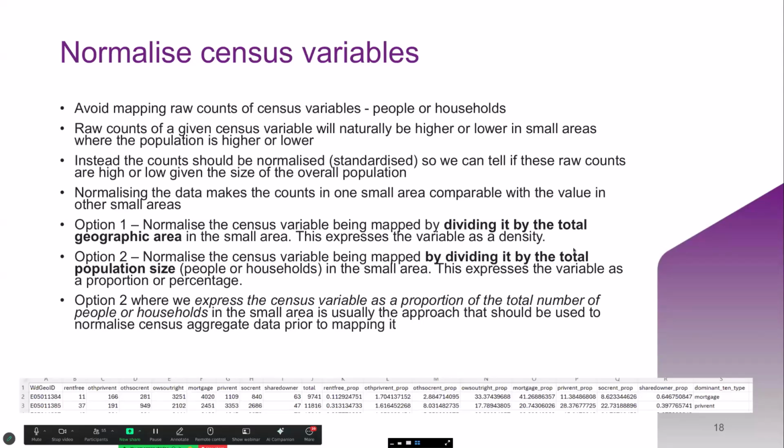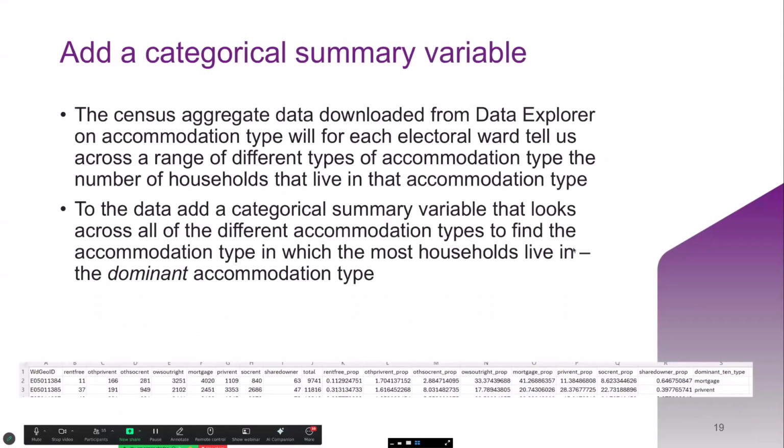And then to the data, I'm going to add an additional variable. For house type, or in this case tenure, we've got 8 different variables. And what's quite useful is to be able to show what the dominant variable is. So in that ward, in what type of tenure do most people live? I've created a new value called dominant tenure type, which looks across all the columns and will tell you in that ward what the dominant tenure type is. And that's quite a useful summarization of the 8 variables.